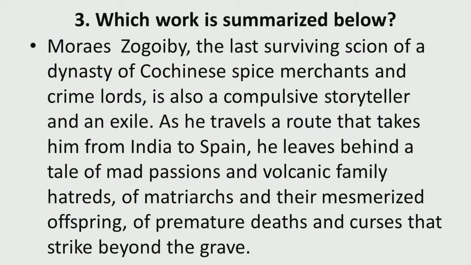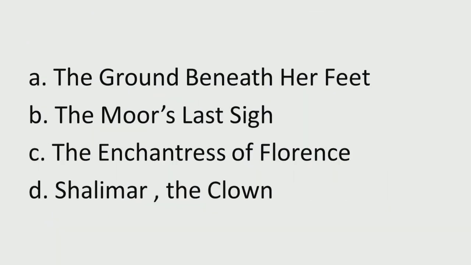Next one. Which work is summarized below? Moraes Zogoiby, the last surviving son of a dynasty of Cochinese spice merchants and crime lords, is also a compulsive storyteller and an exile. As he travels a route that takes him from India to Spain, he leaves behind a tale of mad passions and volcanic family hatreds, of matriarchs and their mesmerized offspring, of premature deaths and curses that strike beyond the grave. Which work is summarized here? A. The Ground Beneath Her Feet. B. The Moor's Last Sigh. C. The Enchantress of Florence. D. Shalimar the Clown.